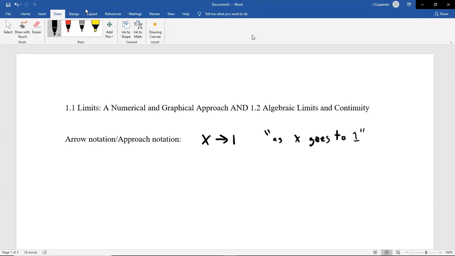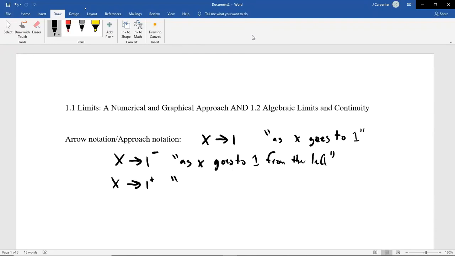But there's variations to this. You could see this as an x with an arrow and then a 1 with a little minus sign above it. And that is approaching from the left side. So this is as x goes to 1 from the left. Or if you have what looks like a plus sign as an exponent, that's as x goes to 1 from the right.